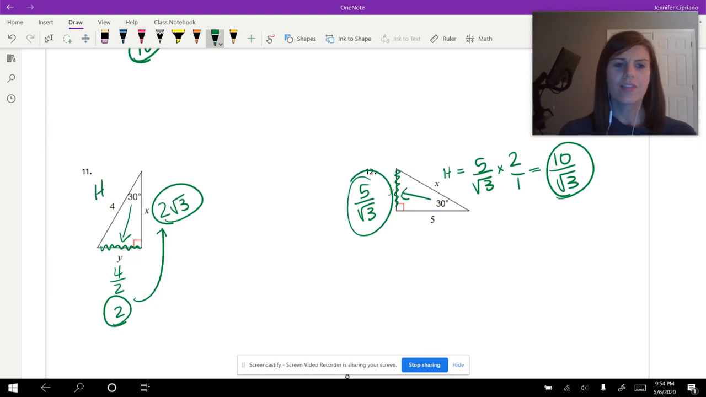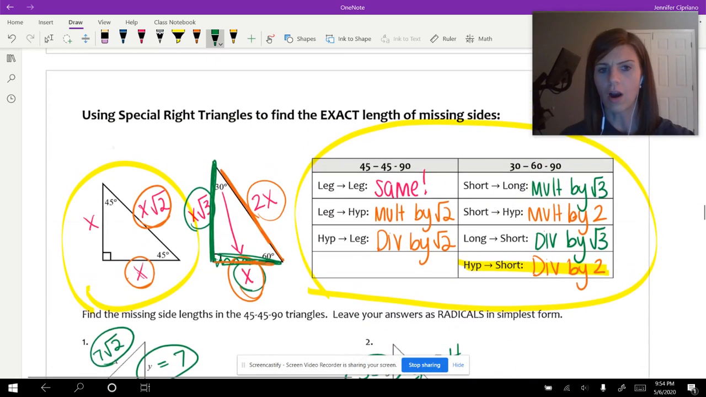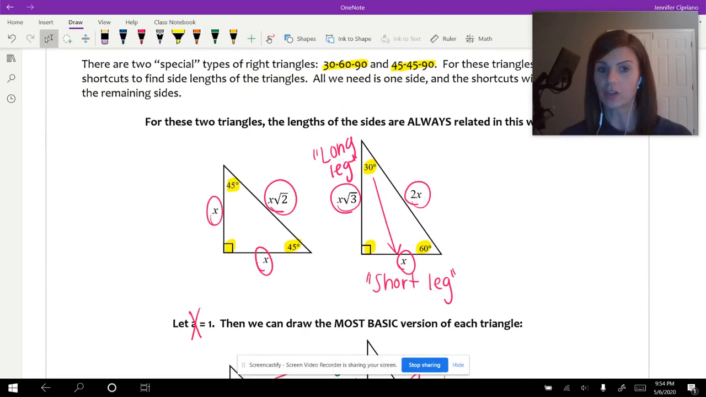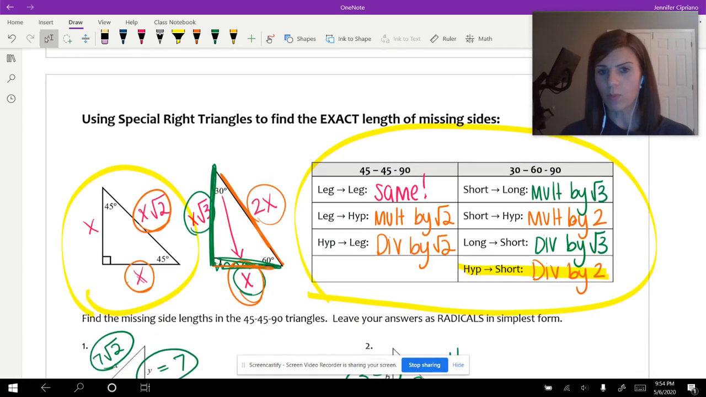So again, this section is really just all about applying the relationships. All of the relationships are outlined for you in this picture. So if that helps you to use the picture to see how things are related, or to use the table, it tells you specifically how to go from one piece of information to the next.